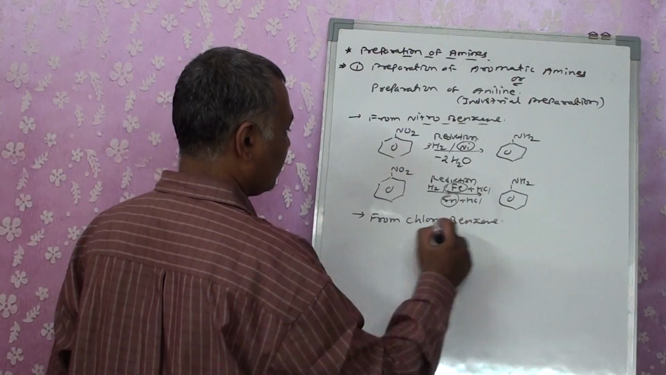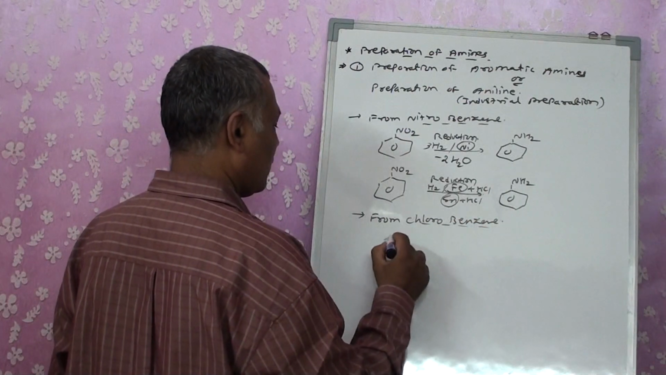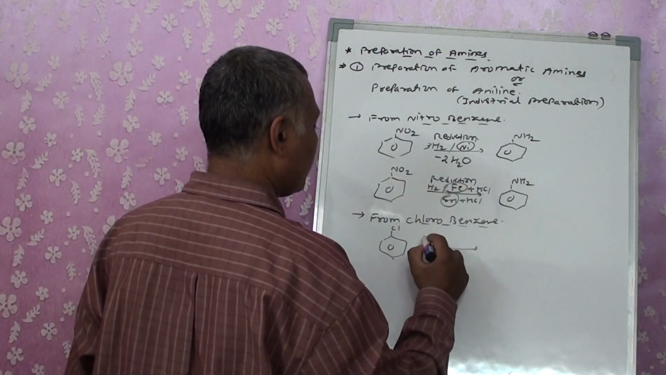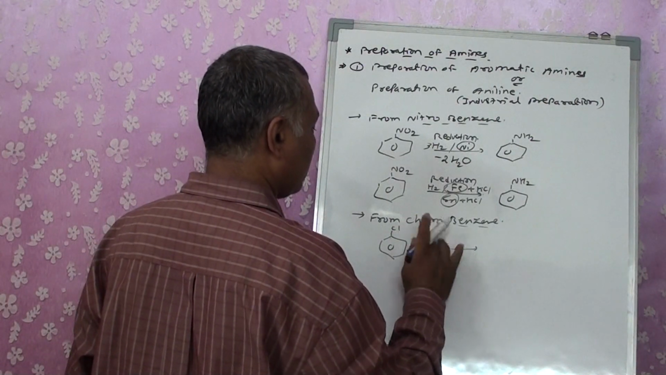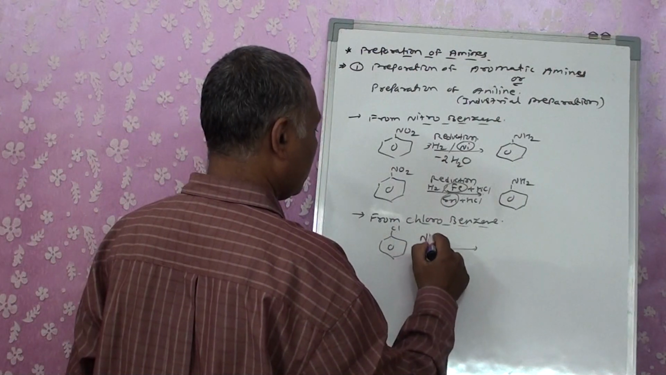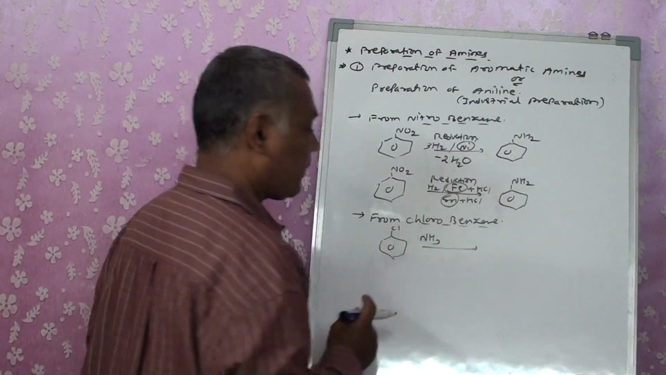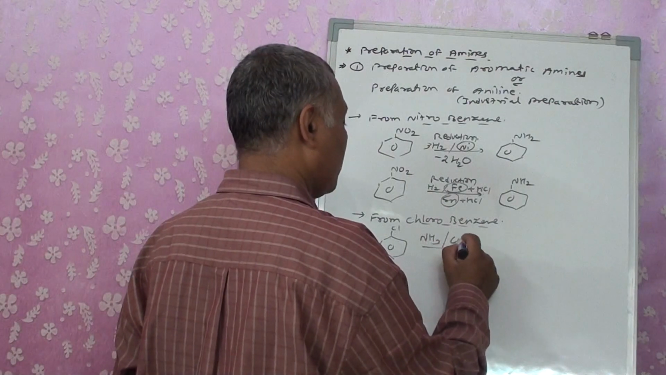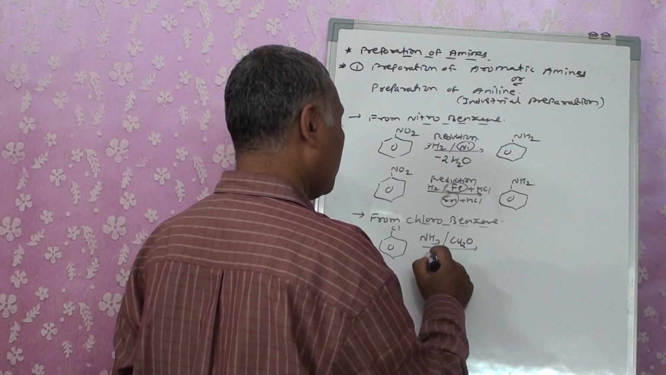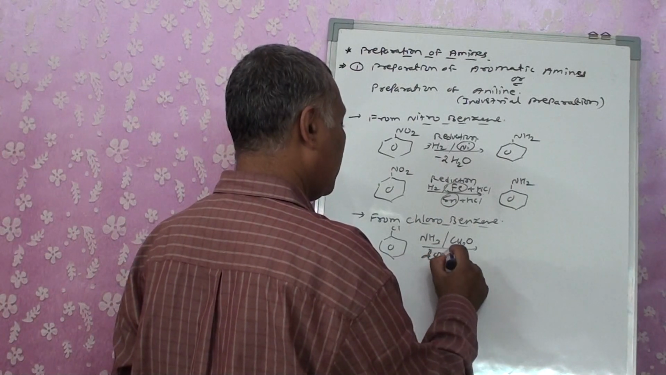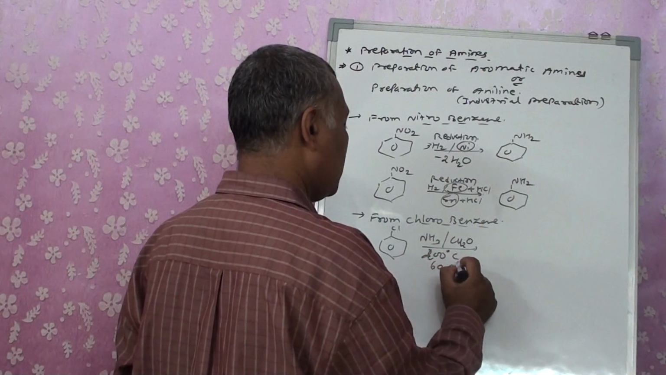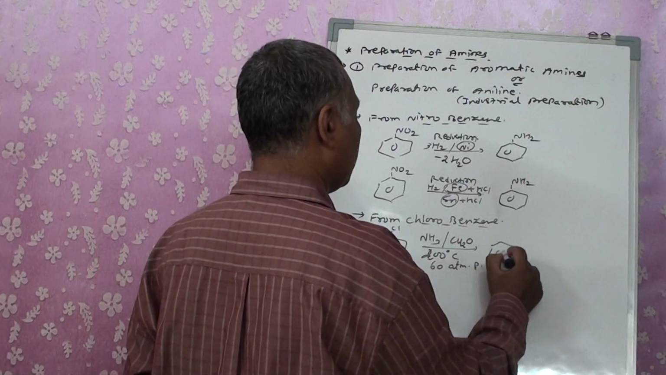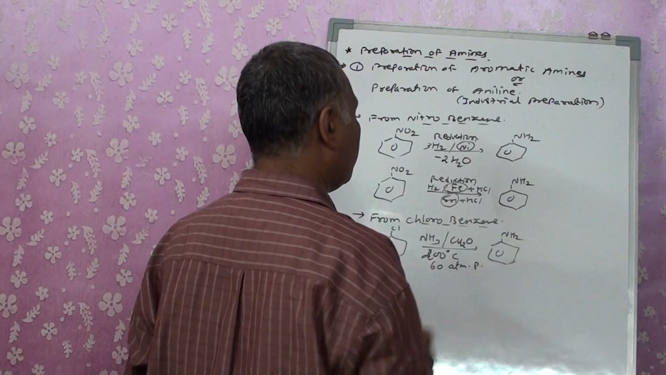Now, in place of it, we can also get it from chlorobenzene. Chlorobenzene is reacted with NH3 in presence of Cu2O at 200 degrees Celsius and 60 atmospheric pressure. The compound gets converted into NH2.